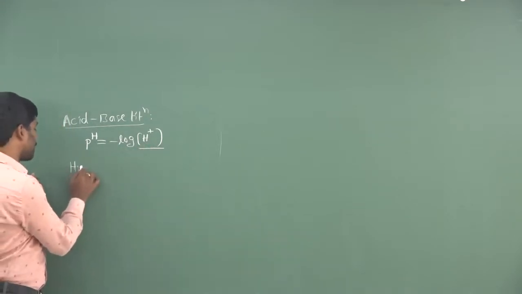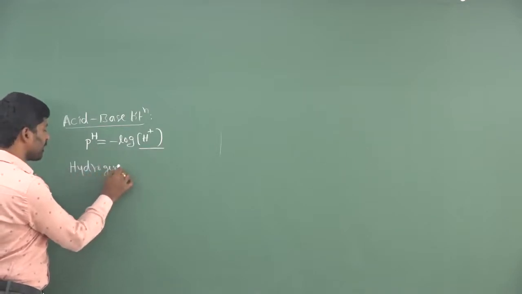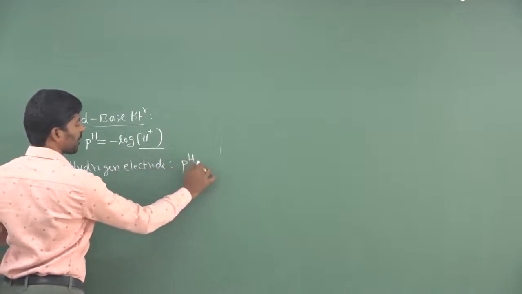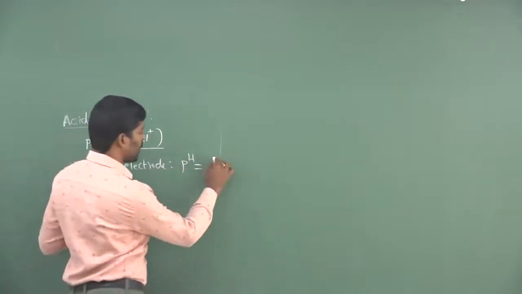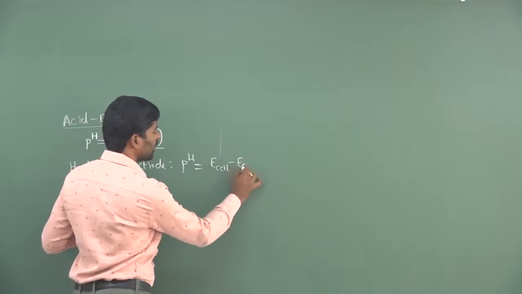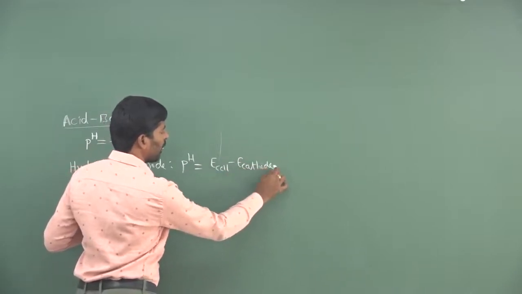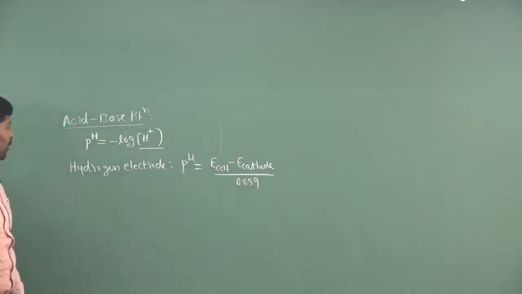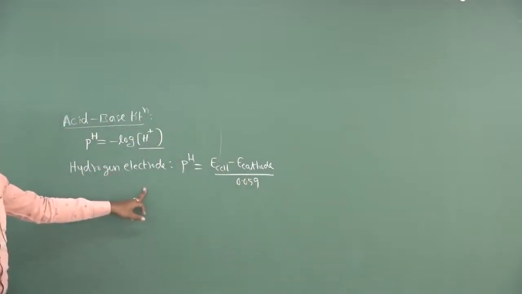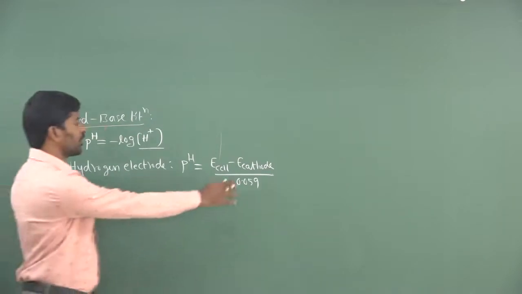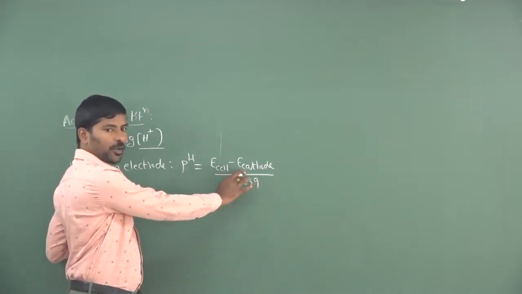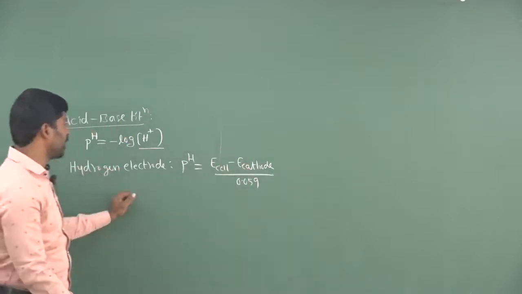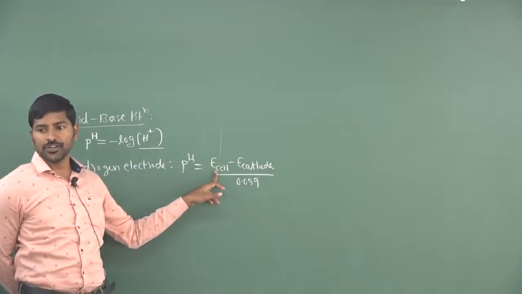If you use hydrogen electrode, what is the expression for pH? E cell minus E cathode by 0.059. This is the formula for pH if we use hydrogen electrode. If cathode is saturated calomel electrode, we get 0.242. If cathode is standard hydrogen electrode, what we get? 0. Okay, then. Cell potential we get by using potentiometer.